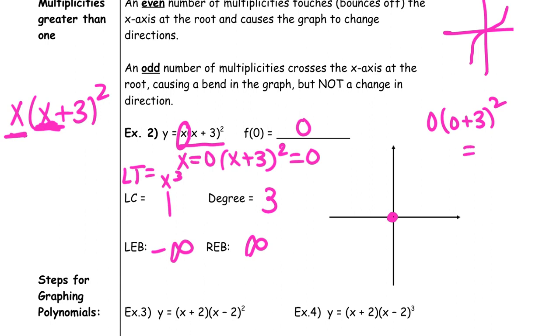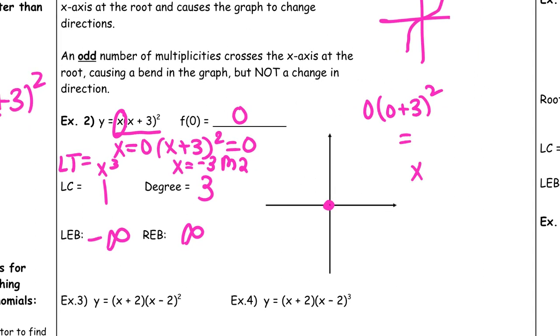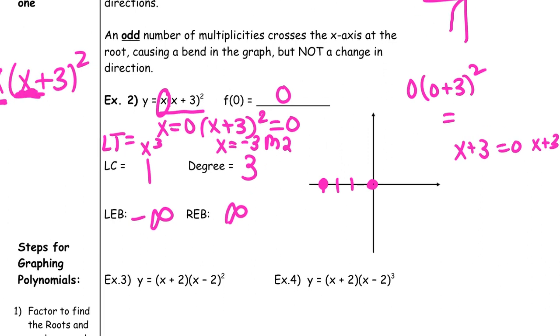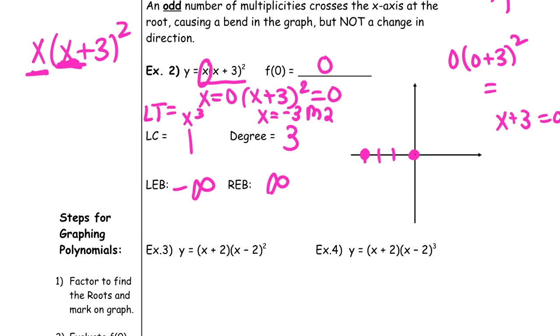Okay. We have a root at 0, but we also have a root at where? Where's my other root? This is going to be x equals -3, but it has a multiplicity of 2 because of that little degree there. It's basically telling me this is x plus 3 equals 0, x plus 3 equals 0, right? So it's occurred twice. So we're going to do 1, 2, 3. Those are all my roots.